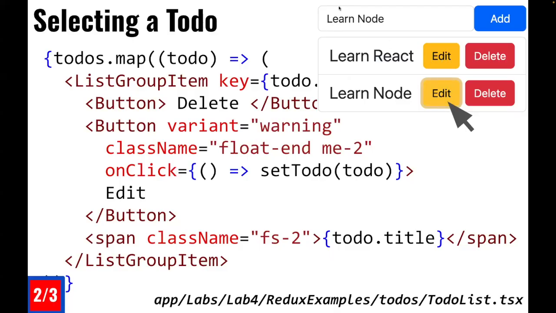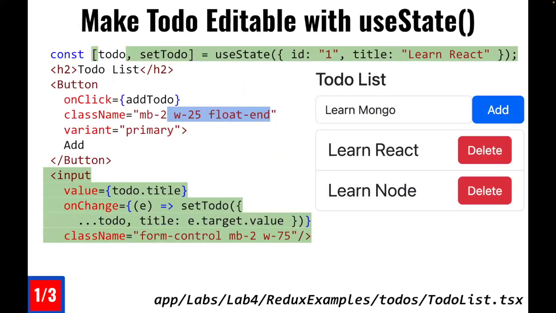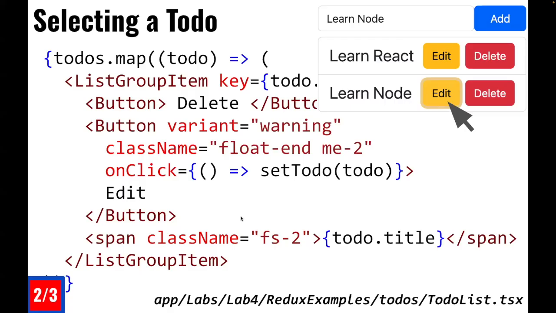If I click on this one, it'll say learn Node. So if I click on one or the other, it will copy the title and the ID. Remember also the ID. It's copying the whole object, the title and the ID, of which here I'm displaying the title, and I can edit the title right here. I can edit the title of whatever the current to-do object is. I can change it. Okay.